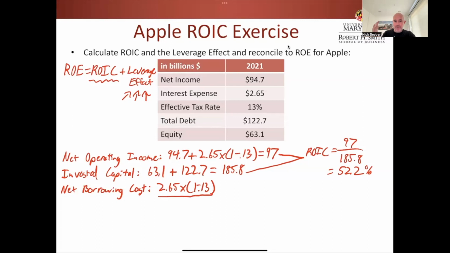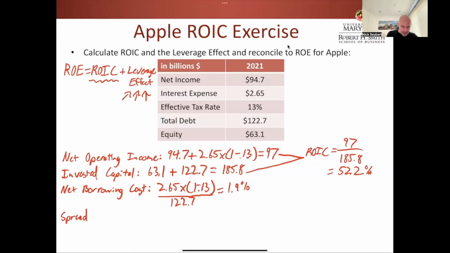Divide that total after-tax interest cost by the total debt, which is 122.7. And if you do the math there, you should get 1.9%. Really low, right? I mean, 1.9%, even back in 2021, that's like less than inflation. So Apple has a really low cost of debt, net borrowing cost. Then we need the spread.